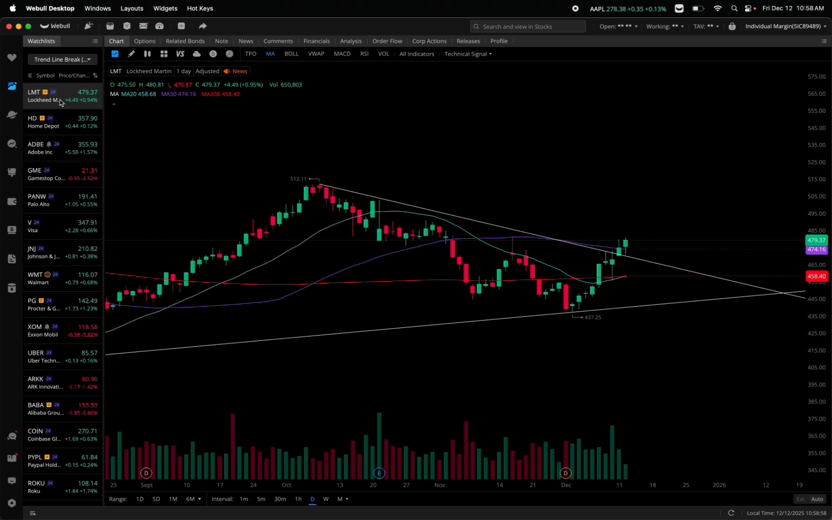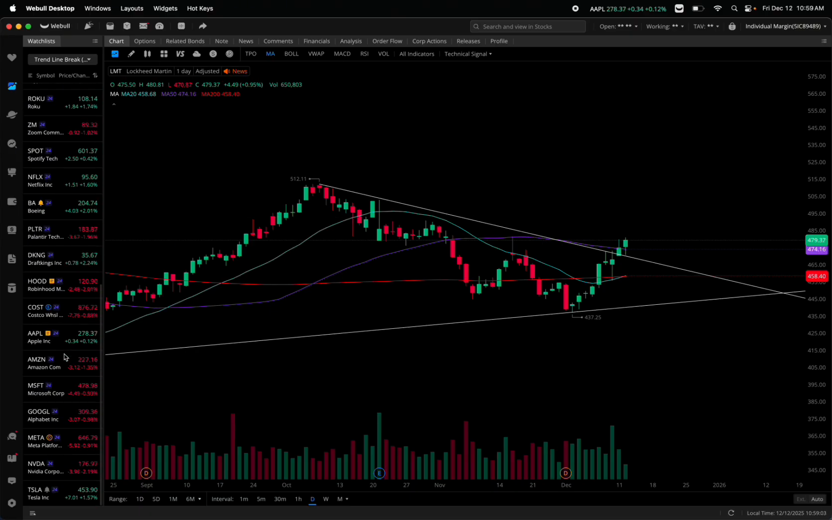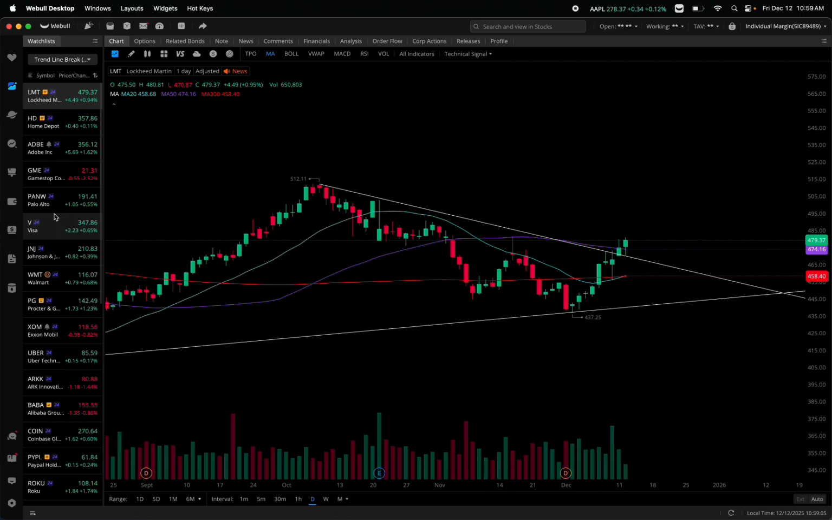So, starting with LMT, Lockheed Martin. I should mention that these are big companies, the most volatile and most traded companies, so you definitely won't have any trouble buying or selling short any of these stocks right here.